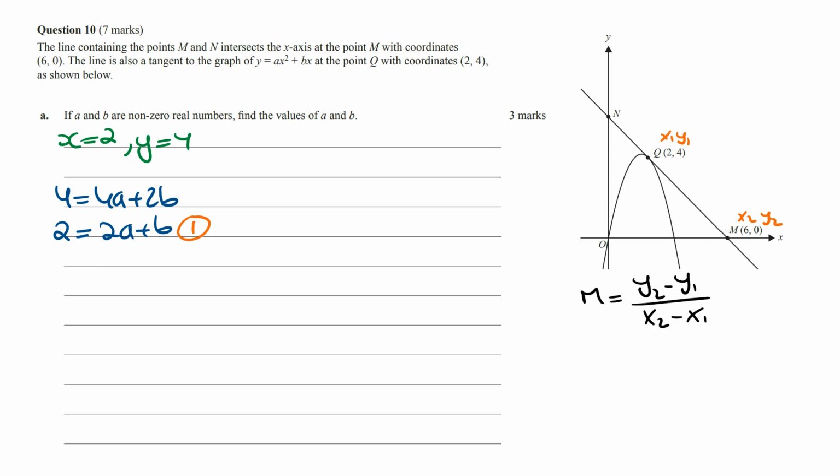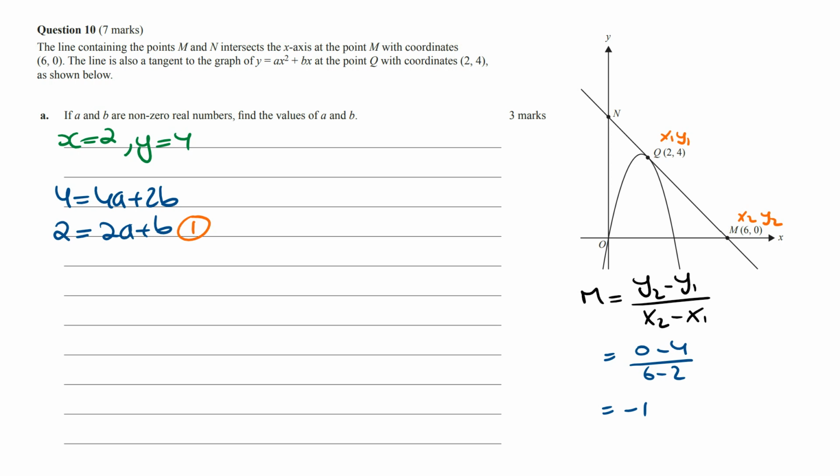And so the gradient of this line is going to be 0 minus 4 over 6 minus 2, which is going to be minus 4 over 4, which is equal to minus 1. And so the gradient of this tangent line is going to be minus 1, which means that the gradient of the curve when x is equal to 2 is going to equal minus 1.